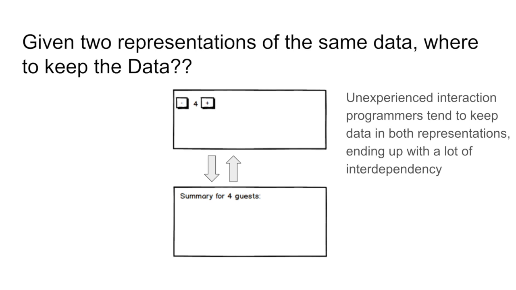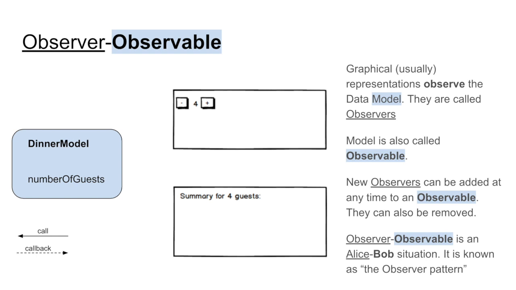Inexperienced programmers tend to keep the data in both representations, and then there is a lot of notification between the two. People came up with the observer-observable pattern, or short observer. In this pattern, we keep the data in a third actor, which is called the data model. It keeps abstract data, no graphics. The two representations then add themselves as observer, and that's a subscription, very similar to an event listener. And then when one of them changes, the model will notify both of them, so they can update.